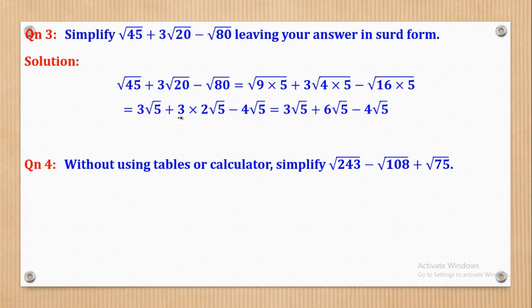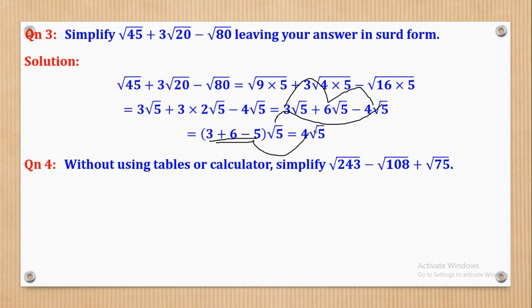Now here there is this other 3, because 3 was already here, so it is maintained here and it's also maintained there. Then here you realize this is root 5, root 5, root 5, meaning that you can say 3 plus 6 minus 4, which is here, and you maintain the root 5. Now this one gives you 4, so in the end you come up with 4 root 5, which they wanted.